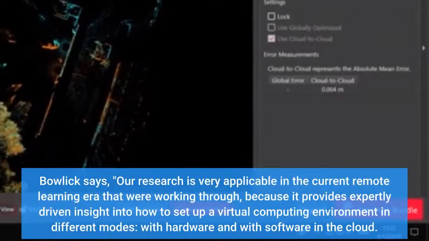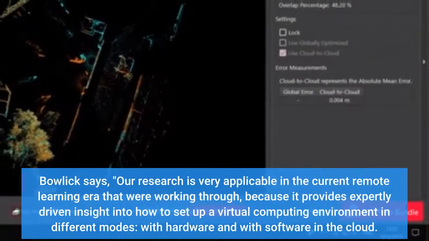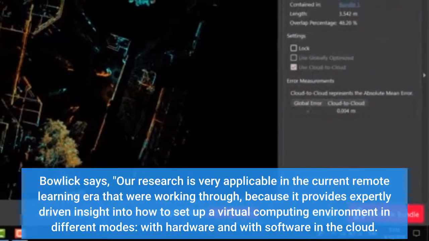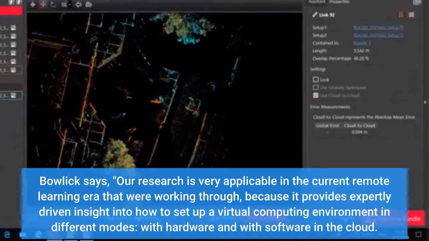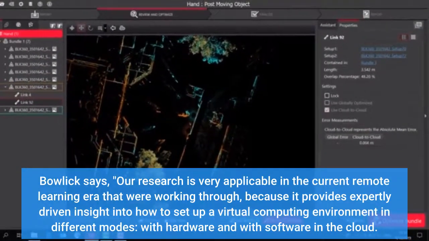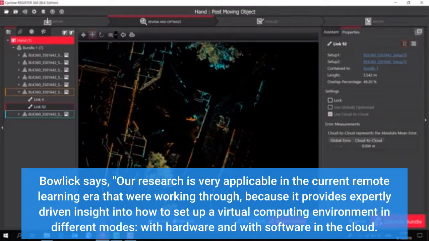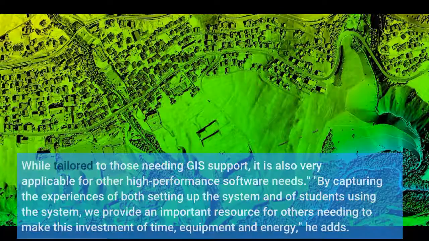Bowlick says, "Our research is very applicable in the current remote learning era that we're working through, because it provides expertly driven insight into how to set up a virtual computing environment in different modes, with hardware and with software in the cloud. While tailored to those needing GIS support, it is also very applicable for other high-performance software needs.